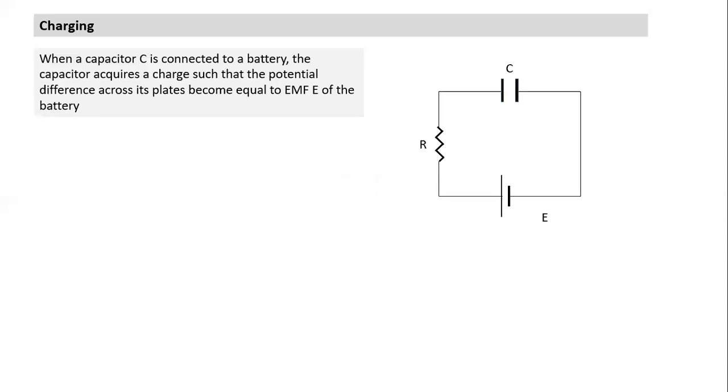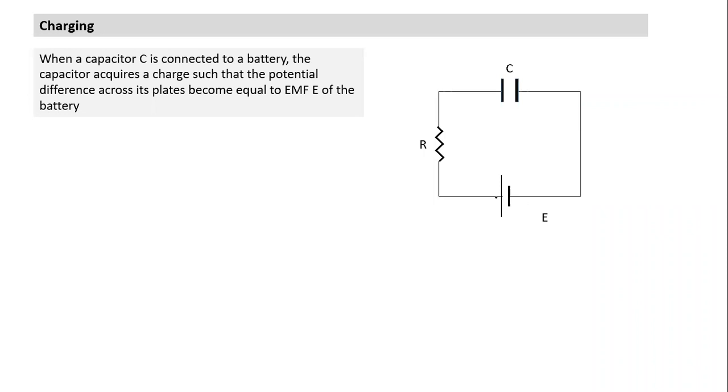What is an RC circuit? This is how the simplest case of an RC circuit would look like. This is a single loop, and there are three electrical elements here. There's an EMF here, and a capacitor is connected to a battery. Whenever a capacitor is connected to a battery, it acquires a charge in such a fashion that the potential difference across the capacitor eventually becomes equal to the EMF of the battery. But it may take some time. Let's try and understand how much time it takes, and how this charging takes place. It is not instantaneous; it has some time duration.